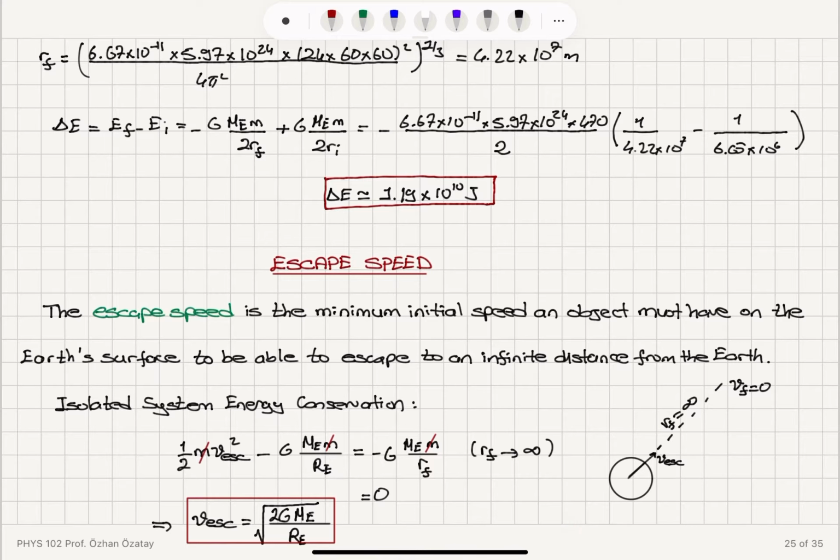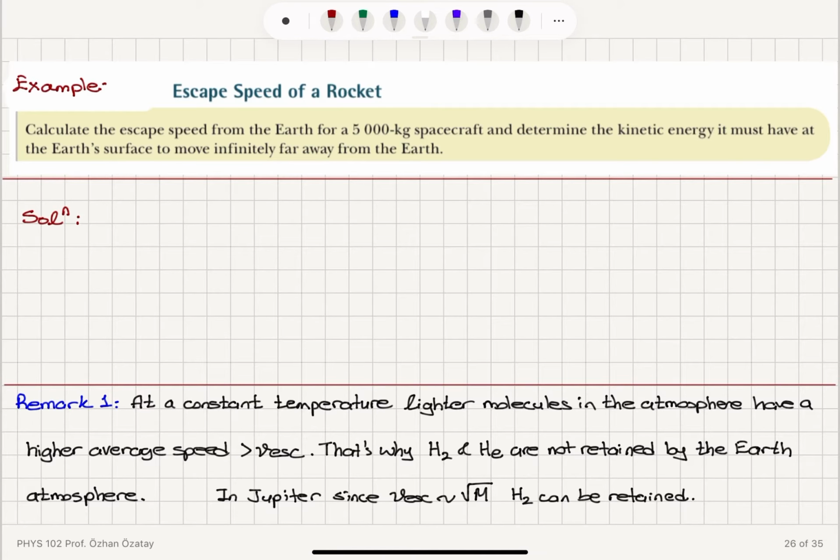Okay, so let's look at an example. Escape speed of a rocket. Calculate the escape speed from the Earth for a 5,000 kilogram spacecraft and determine the kinetic energy it must have at the Earth's surface to move infinitely far away from the Earth. The spacecraft has a mass of 5,000 kilograms. We want to know its escape speed and its initial kinetic energy.